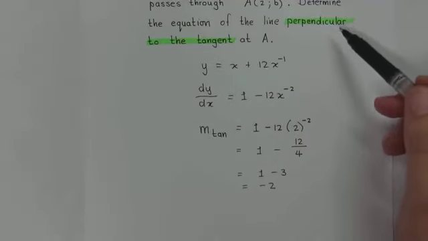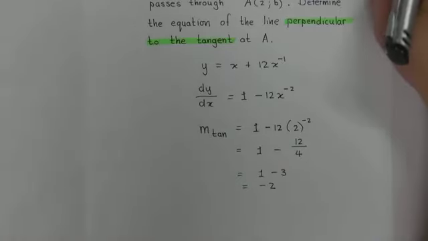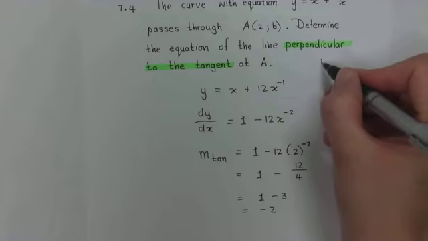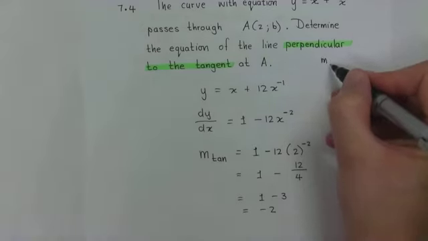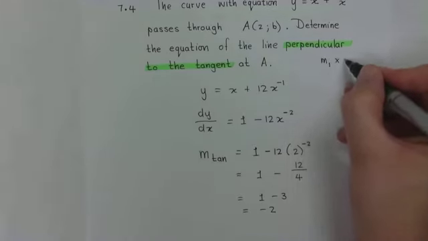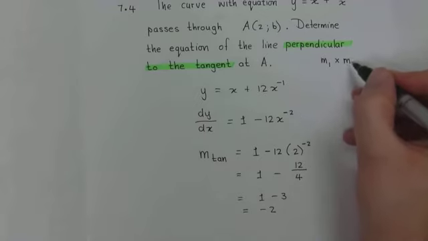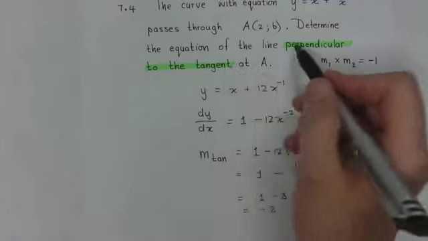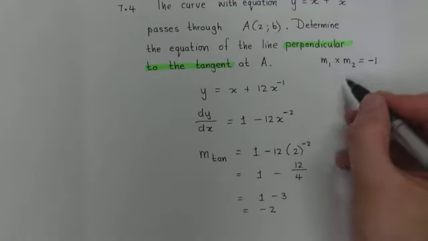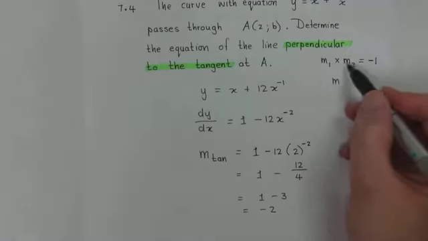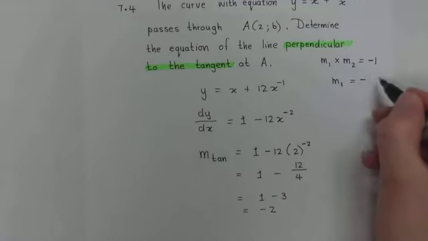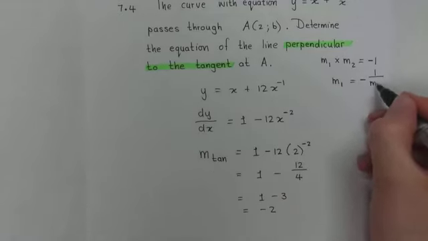Now, all I need to remember is perpendicular lines, and I'll write it up over here, has got a product. So if I say one line with a gradient of m1, the first line, times the gradient of another line is equal to -1 if the lines are perpendicular. Or like I told my kids, if you have two lines that are perpendicular and you've got their gradients, then the gradient of the one line is going to be equal to -1 over the gradient of the other line.